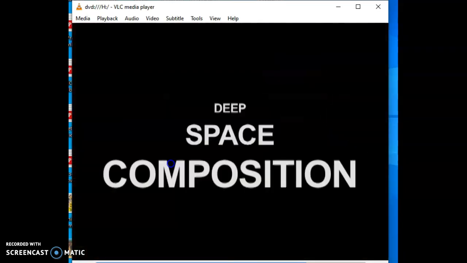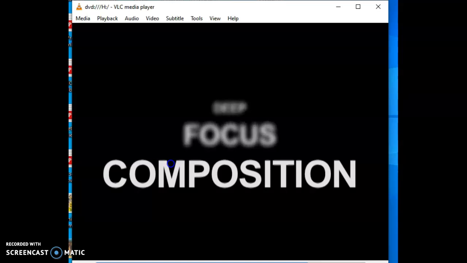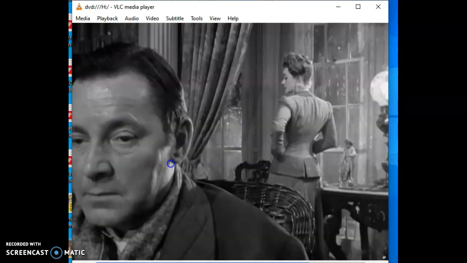Deep space composition is often referred to as deep focus composition, but that term can be misleading since it implies that all three planes of depth must be in focus. They often are, as with this shot from The Little Foxes. But this very scene demonstrates that visual elements need not be focused to still qualify as significant narrative information.